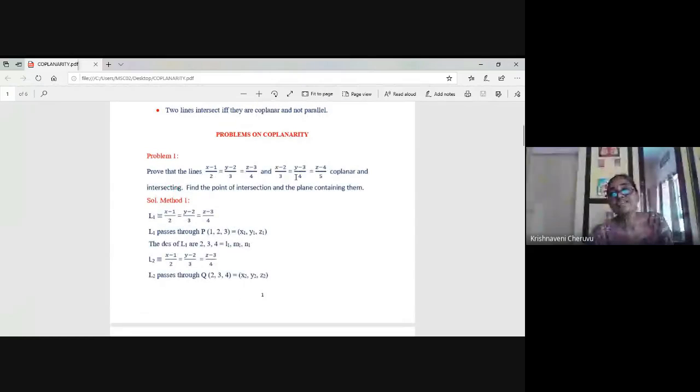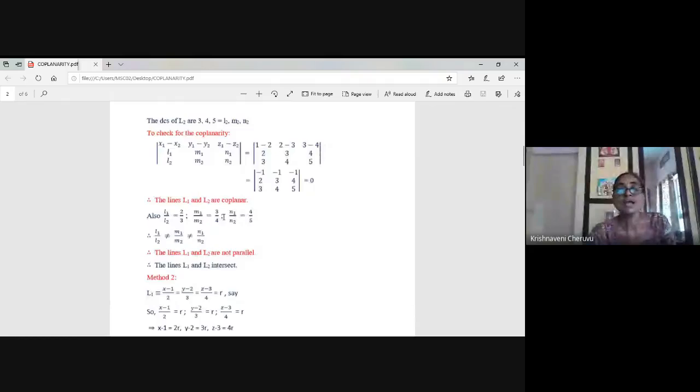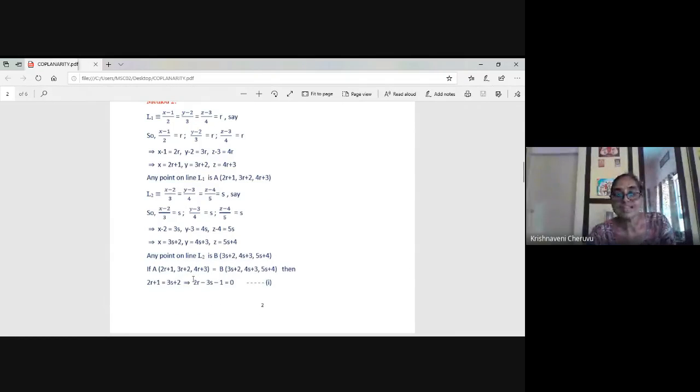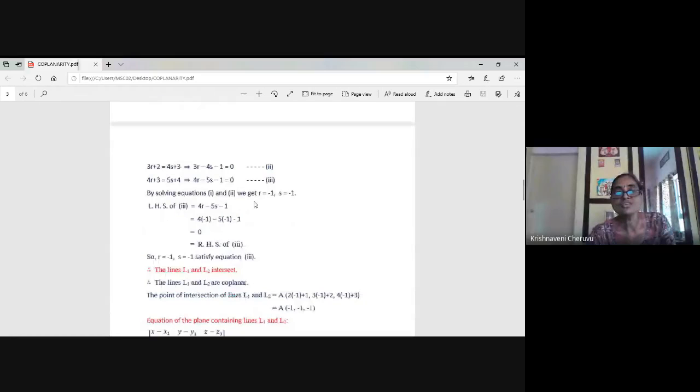So you take the two lines and find a point on the first line, find a point on the second line, equate those two points, get three equations, solve any two of them, and get the unknowns. If the unknowns satisfy the third equation, the lines will intersect, otherwise they don't intersect. Here, I took a point on L1, I took a point on L2, I equated them, and I got three equations. I took the first two equations and solved them. I got the value of R as minus 1 and the value of S as minus 1.